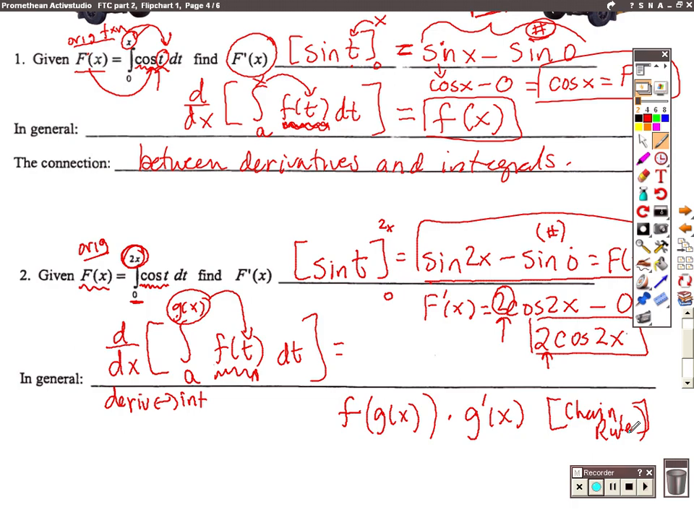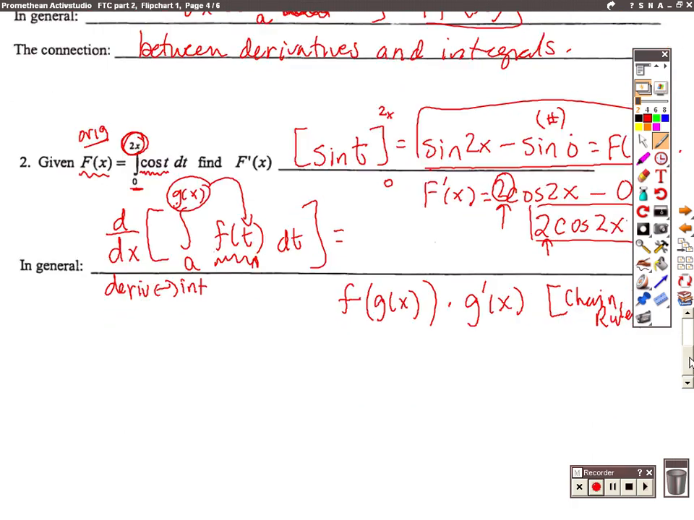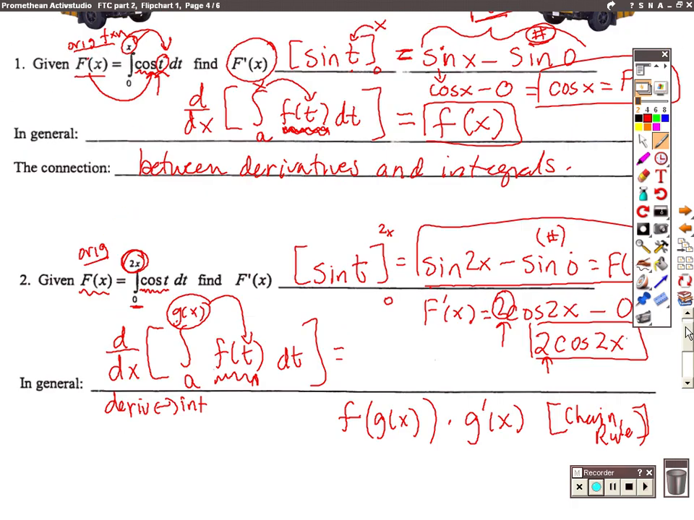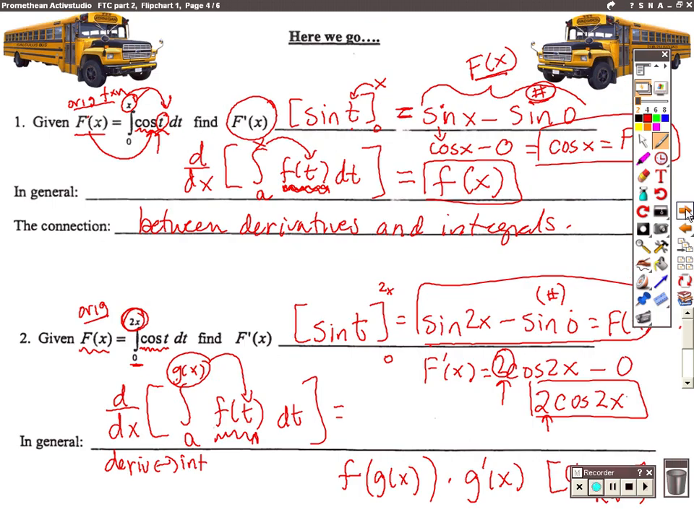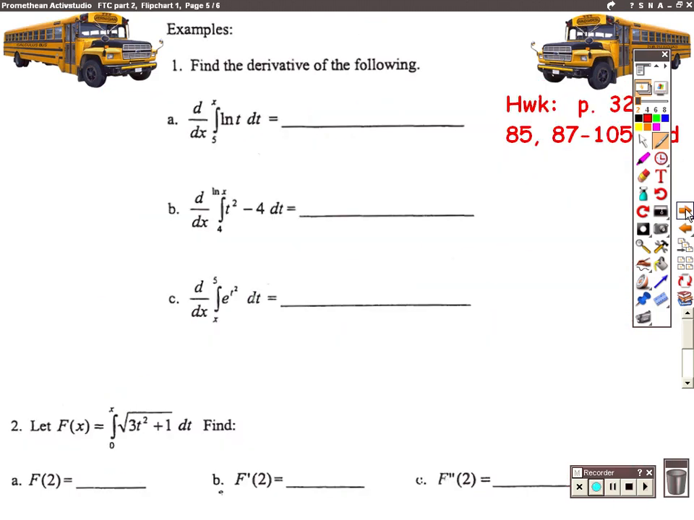Now, I know this may seem like still kind of duh and maybe a little bit confusing, but let's look at a few examples and hopefully that will clarify any confusion that you have. Problem number 1, find the derivative of the following functions. All right, so let's take a look at what we have here. We have a constant of 5, and we have an upper bound of plain x.